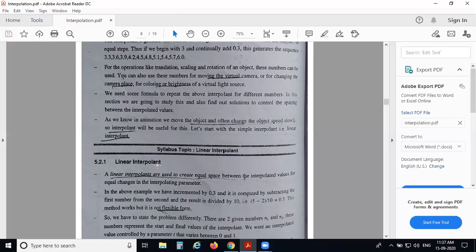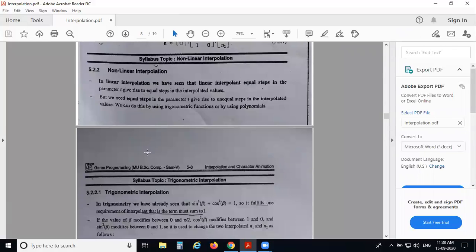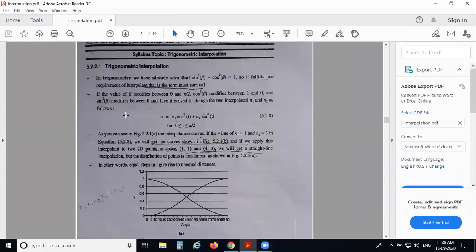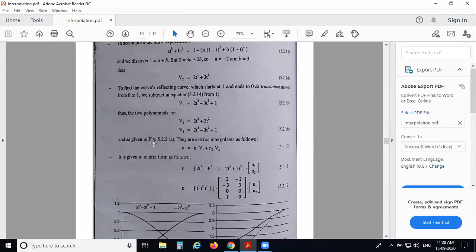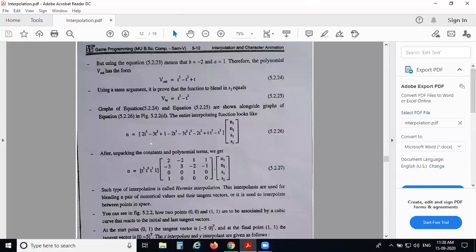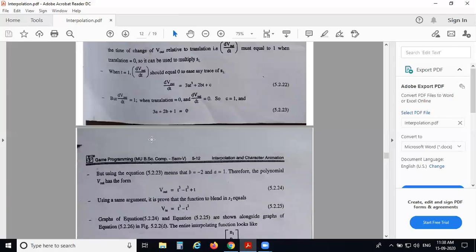Okay, so there are two types of interpolation, that is linear interpolation and non-linear interpolation, and another type is trigonometric interpolation and cubic interpolation. So in this chapter we study about those particular types of interpolation.